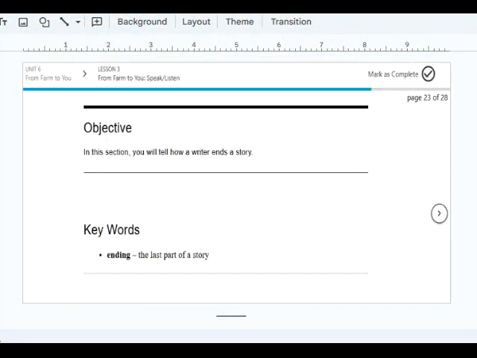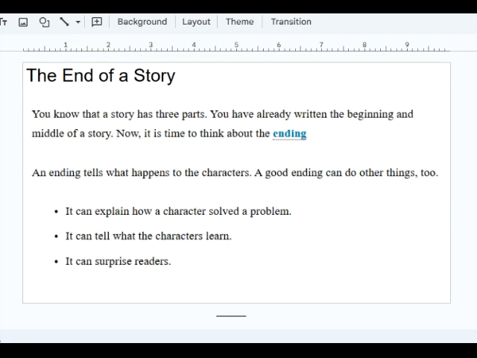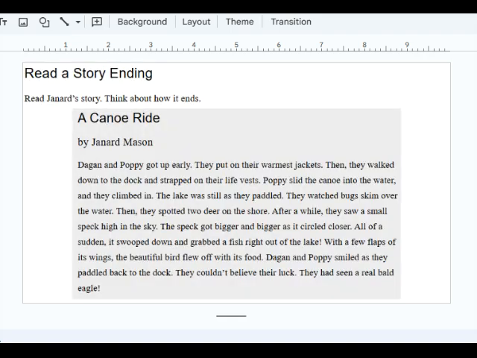We are in Unit 6, Lesson 3. In this section, you will tell how a writer ends a story. The ending is the last part of a story. You know that a story has 3 parts. You have already written the beginning and middle of a story. Now it is time to think about the ending. An ending tells what happens to the characters. A good ending can do other things too. It can explain how a character solved a problem. It can tell what the characters learn, and it can surprise readers.